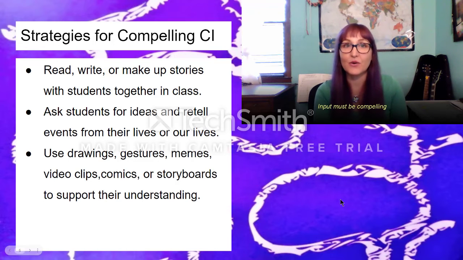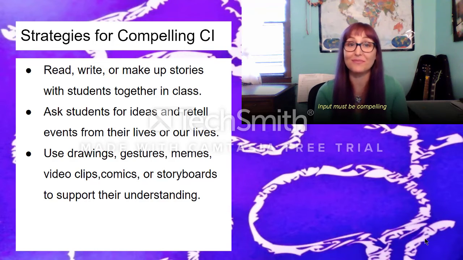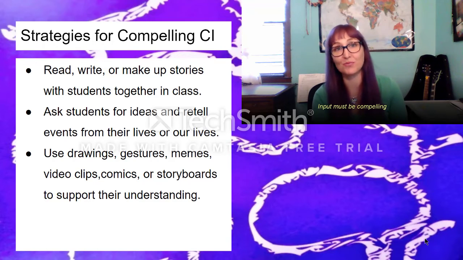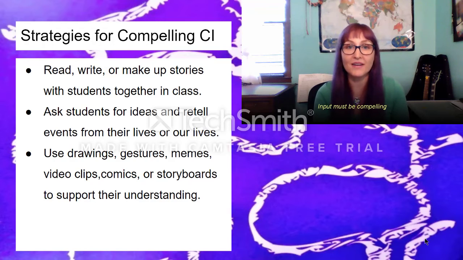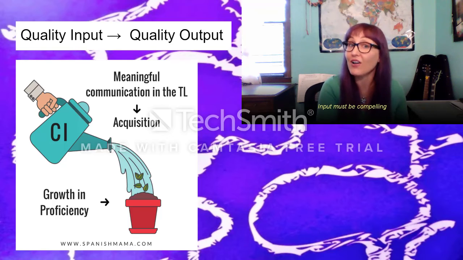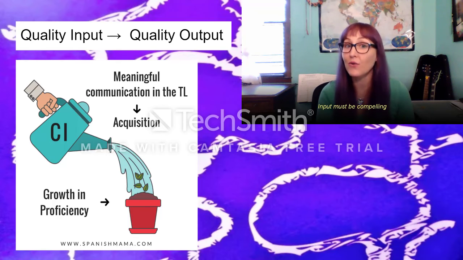In any case, we need to fill their heads with language that is delivered in comprehensible messages. We can use drawings, gestures, memes, video clips, comics, or storyboards to support their understanding. But the bottom line is that we must motivate our learners to participate with compelling input to get them to eventually be able to give us the output that we are all looking for. Only quality input will lead to that quality output.